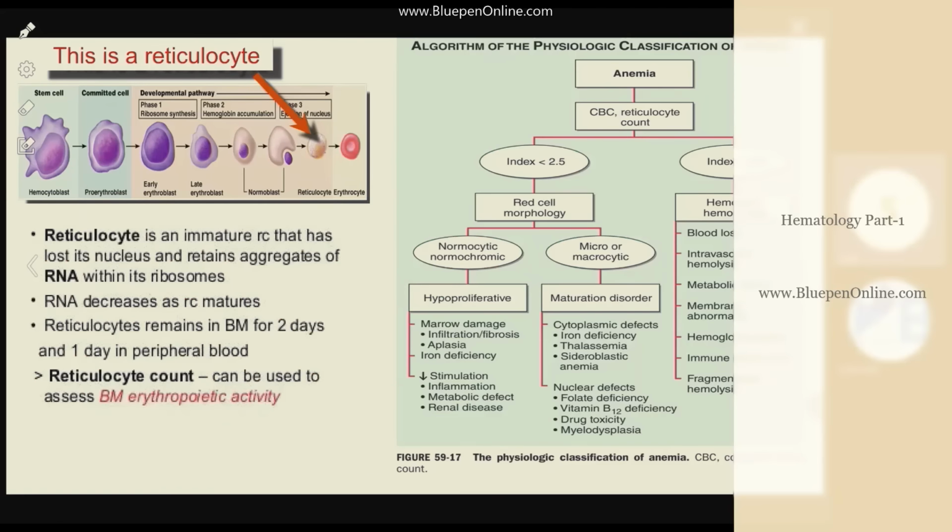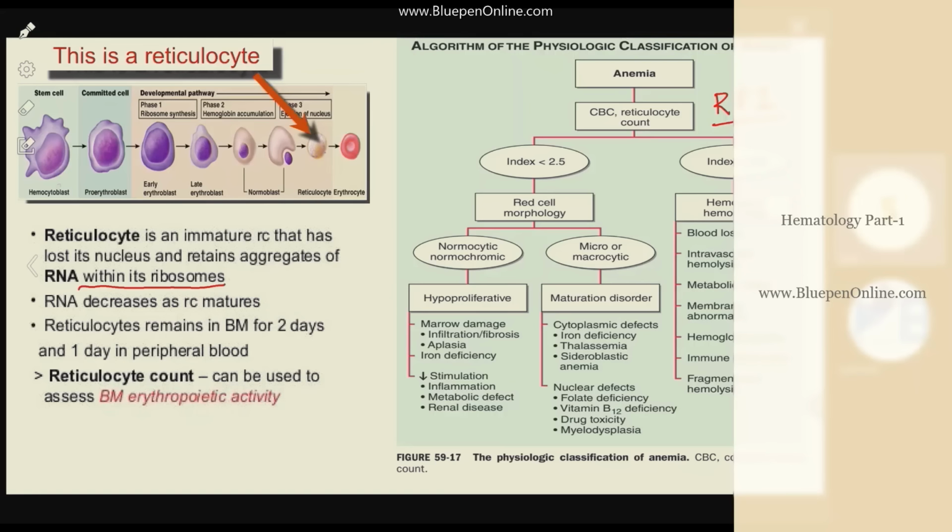So now that we have seen the definition of anemia, we shall move into how do I classify an anemia. So classification of anemia is based on a famous index known as RPI, the reticulocyte production index. What exactly is a reticulocyte? A reticulocyte is an immature red cell that has lost its nucleus and retains aggregates of RNA within its ribosome. RNA decreases as red cell matures.